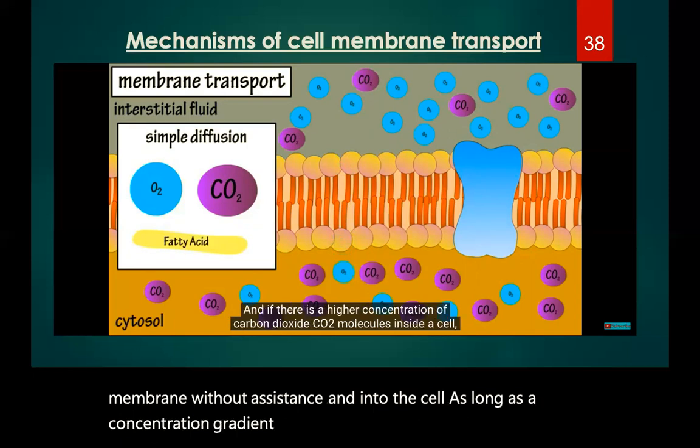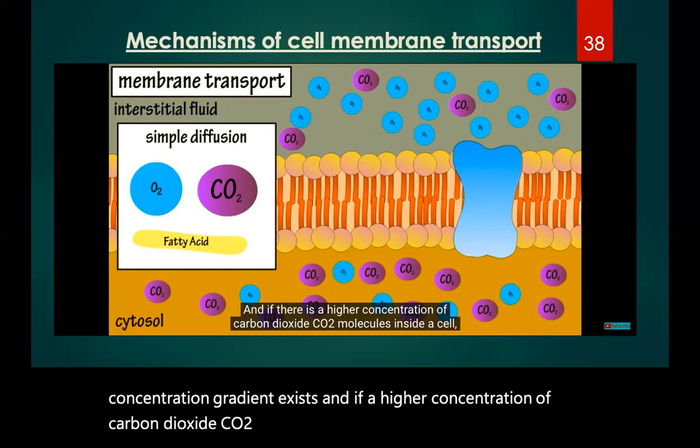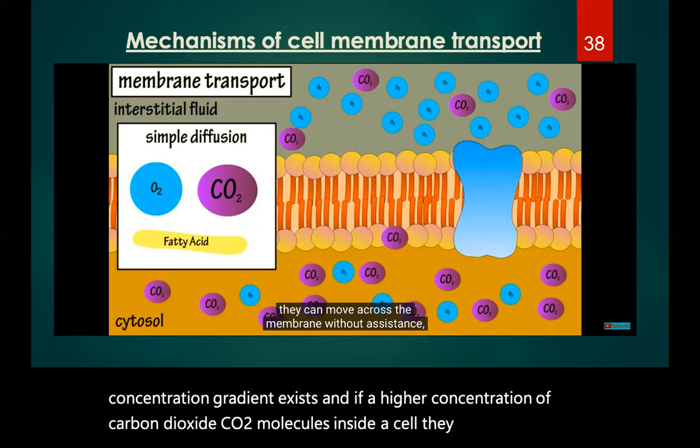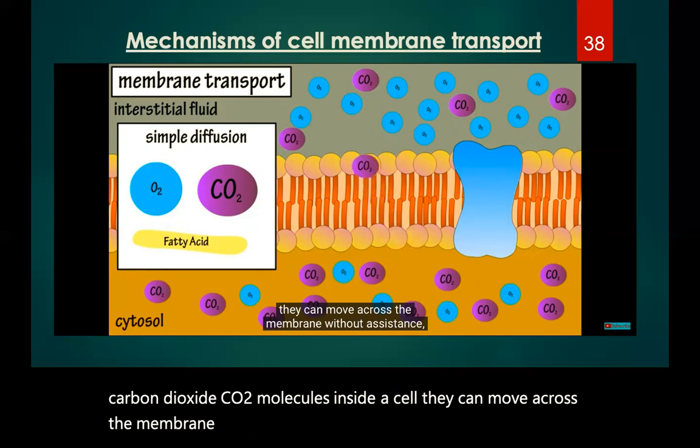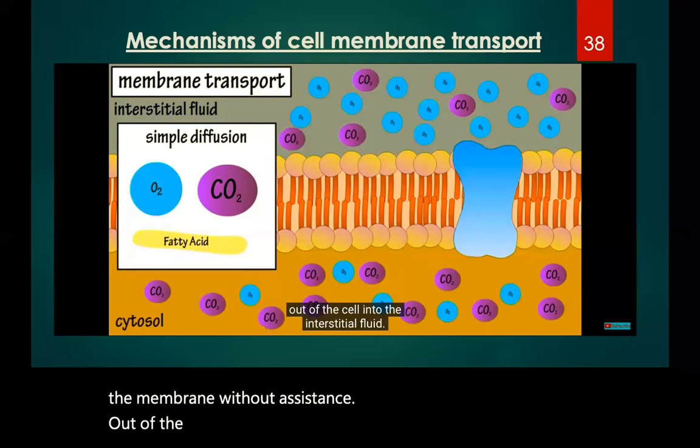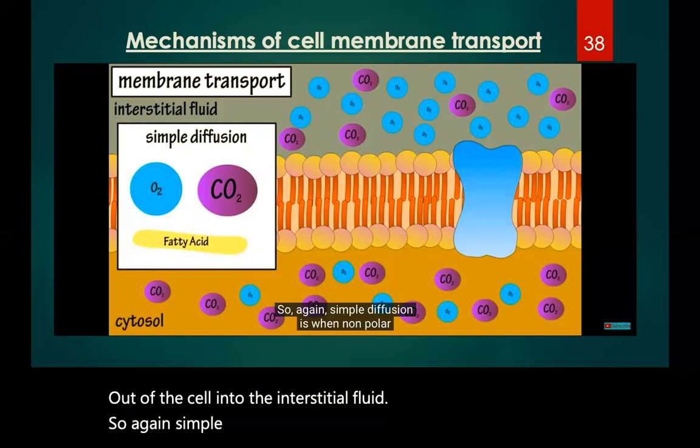And if there's a higher concentration of carbon dioxide, CO2 molecules inside a cell, they can move across the membrane without assistance, out of the cell into the interstitial fluid. So again, simple diffusion is when nonpolar molecules pass directly through a membrane.